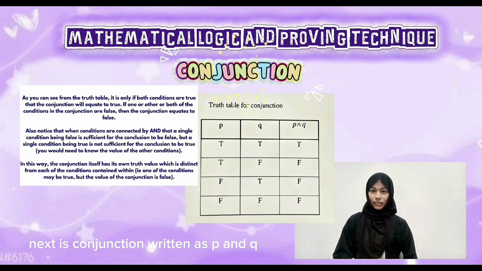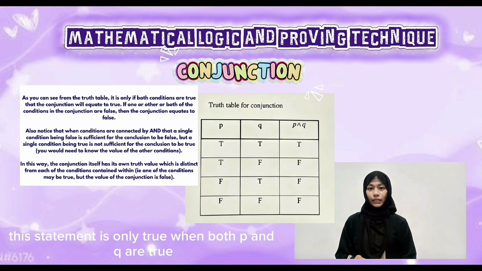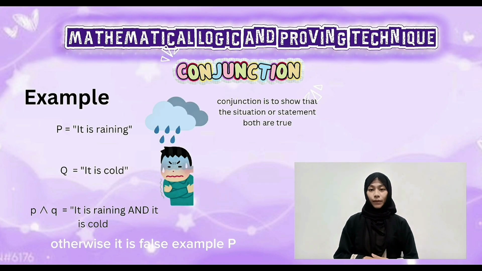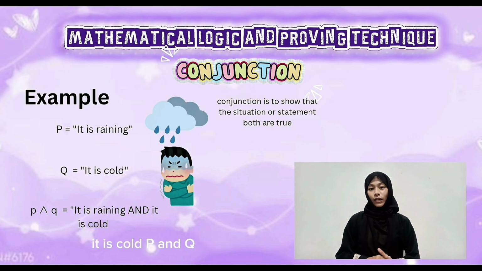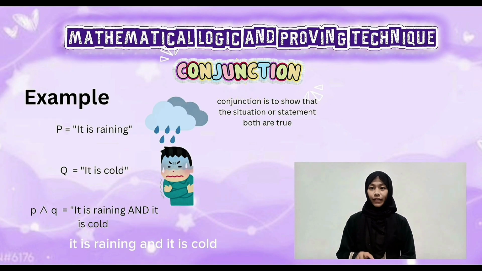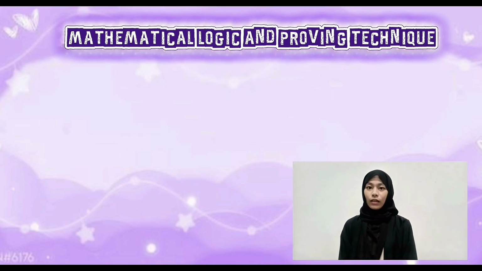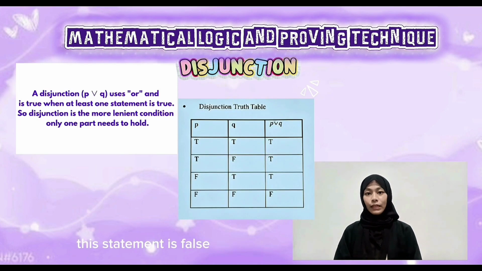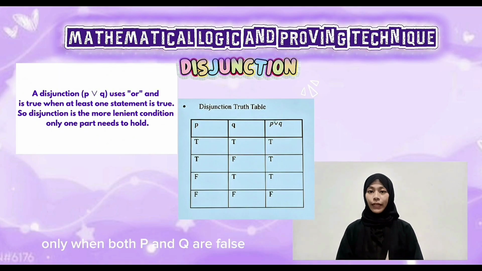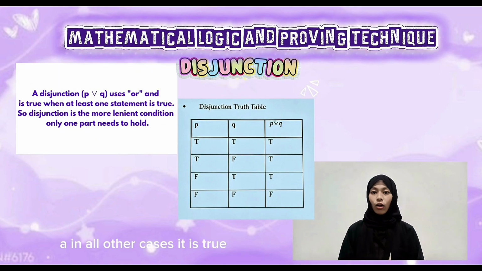Next is conjunction, written as P and Q. This statement is only true when both P and Q are true. Otherwise, it is false. Example: P, it is raining. Q, it is cold. P and Q, it is raining and it is cold. Now disjunction, written as P or Q. This statement is false only when both P and Q are false. In all other cases, it is true.